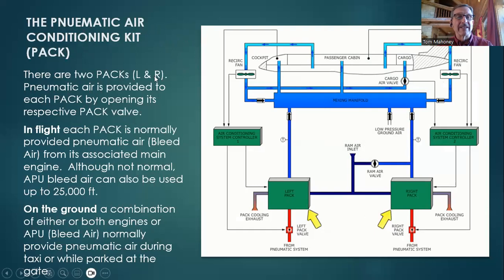Continuing on, there are 2 packs, left and right. Pneumatic air is provided by each pack by operating the respective pack valve. That's down here. In flight, each pack is normally provided pneumatic bleed air from its associated main engine. We talked about the APU being able to actually operate at the normal cruise altitude, but even though it's operating, we do not use bleed air from the APU in this airplane above 25,000 feet. On the ground, a combination of either both engines or APU bleed air normally provide pneumatic air during taxi or while parked at the gate.